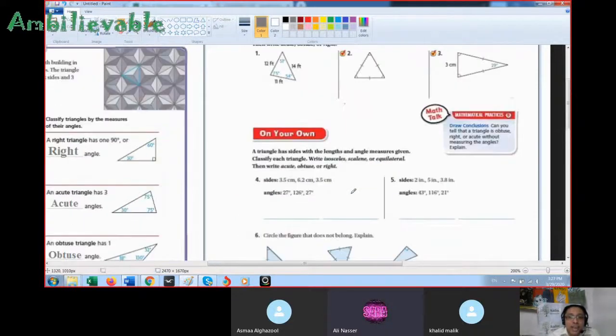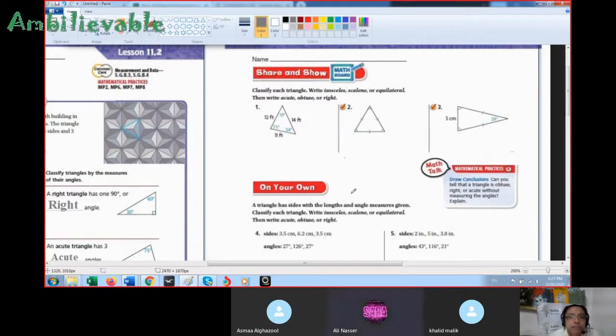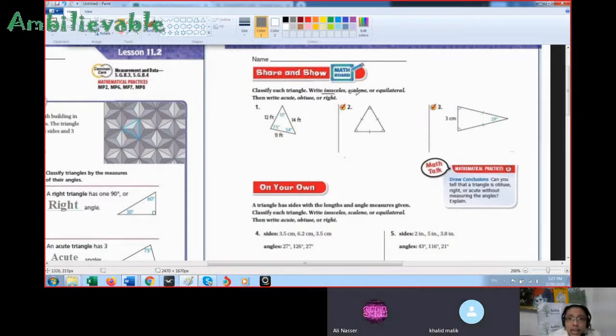Now, let's move to page 645. Okay? Yes, 645. I would like you to classify each triangle, whether it is isosceles, scalene, or equilateral. Then write if it is acute, obtuse, or right angle. Okay?